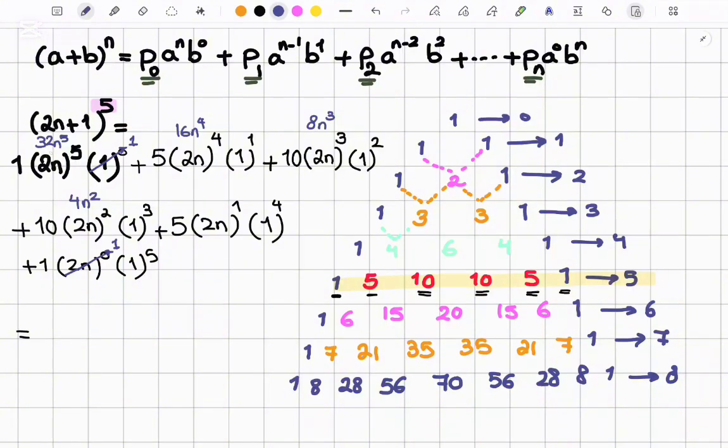So this one times anything, it's going to be itself, so it's going to be 32n to the power of 5 plus 5 times 16 is going to be 80n to the power of 4, because anything times 1, it's going to be itself. The other one is still going to be 80n to the power of 3, and the other one is going to be 40n to the power of 2. I'm just doing the multiplication part. And then it's going to be 10n to the power of 1, and then at the end plus 1. I want you to pay attention to something else. 5, 4, 3, 2, 1, and 0.